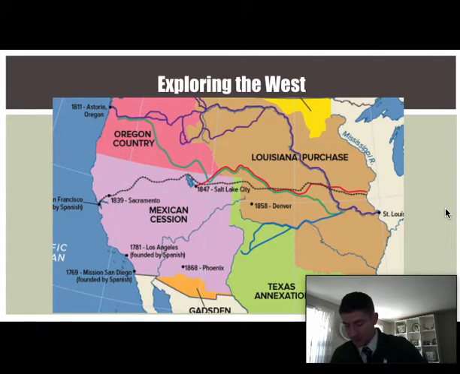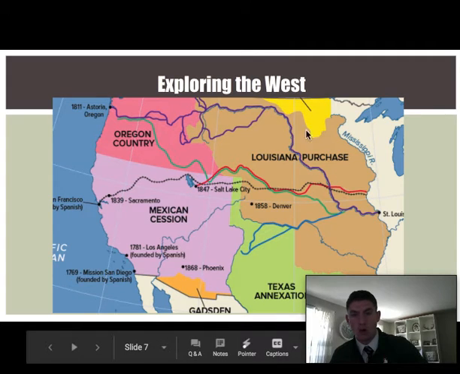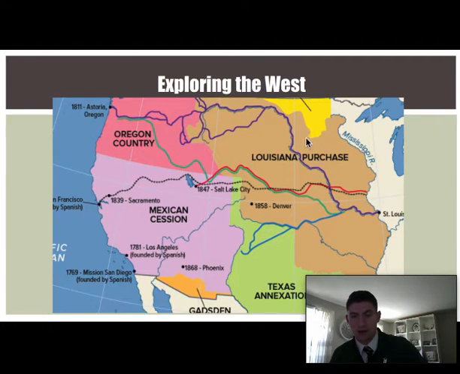Exploring the West. In 1803, President Thomas Jefferson purchased the vast Louisiana Territory from France. The Louisiana Purchase, that's this entire brown region from Louisiana all the way through this upper western portion. You've got Nebraska, the Dakotas, Montana, all the way through this entire region, Colorado, Wyoming, parts of that are included in the Louisiana Purchase. The Louisiana Purchase gave the United States most of the land between the Mississippi and the Rocky Mountains.